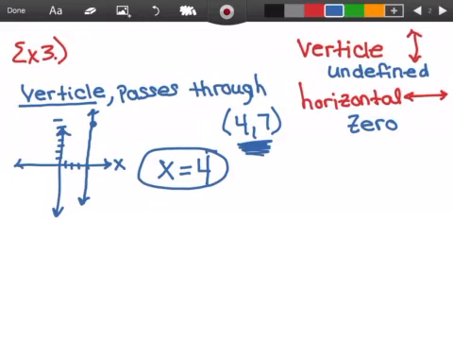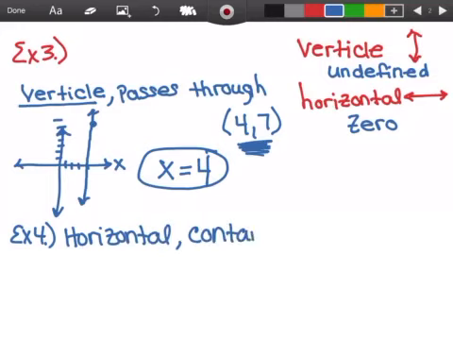Okay, what if we did, example 4 here, what if I said horizontal line, and I want it to contain point -1, -5.